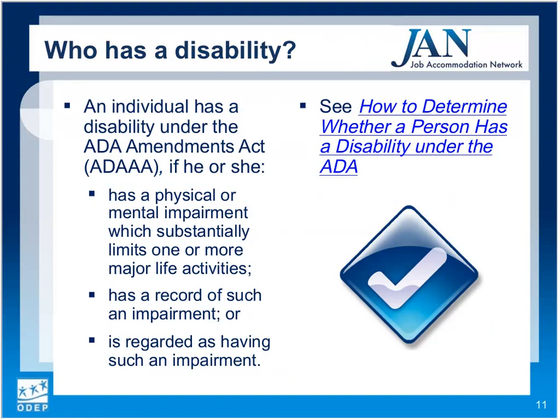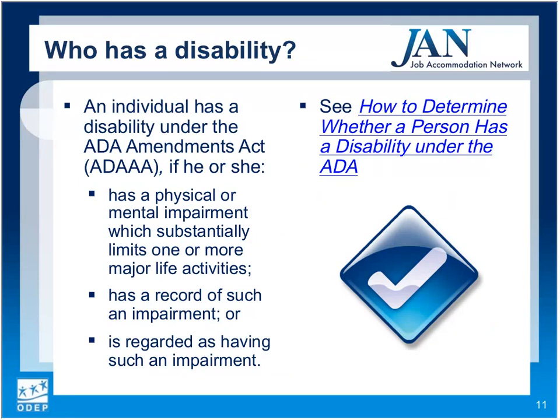The term disability is defined in general terms rather than with a list of medical conditions. And so someone has a disability if they have a physical or mental impairment that substantially limits one or more major life activities. And I would say that's the prong of the definition that we deal with the most.